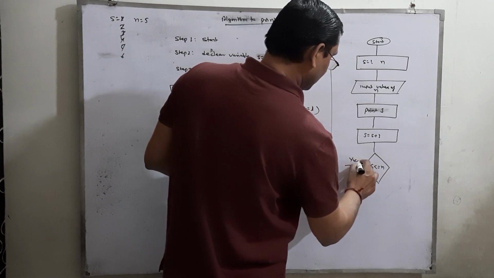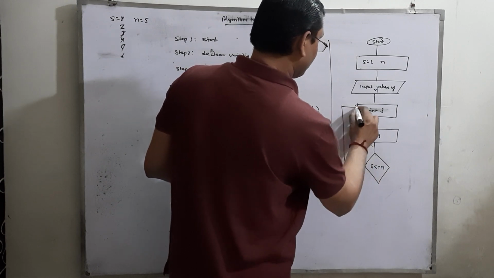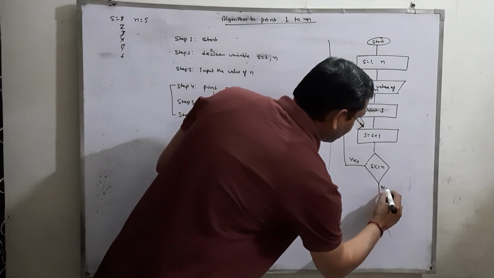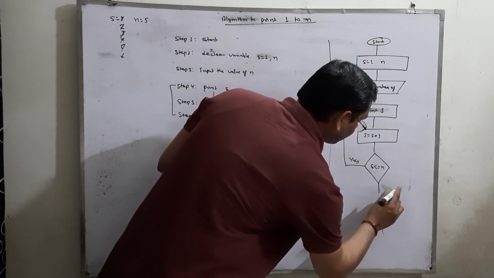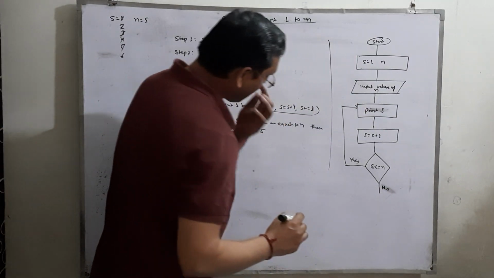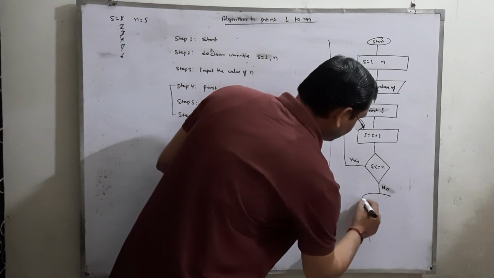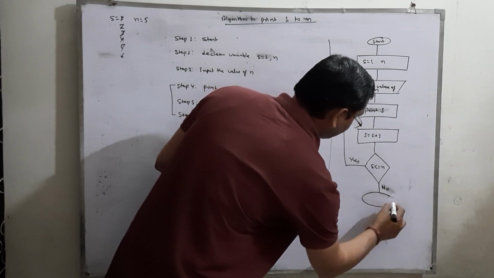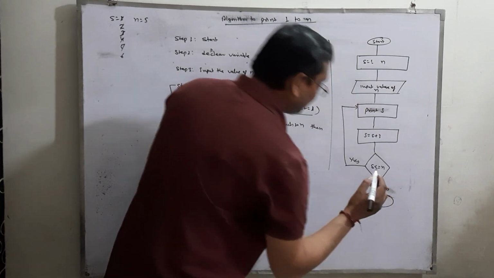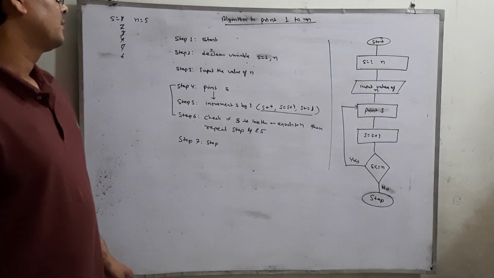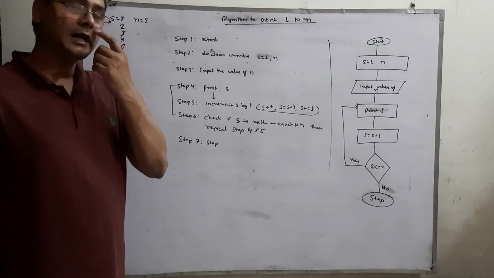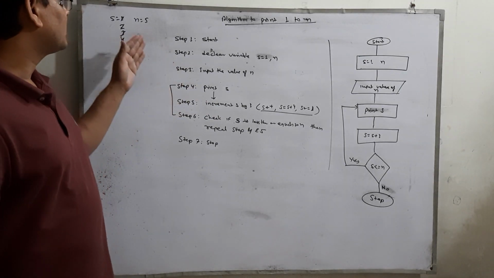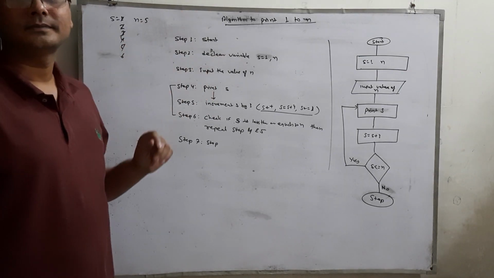If yes, repeat step 4. If no, stop. We can write an algorithm and flowchart in such a manner. This is how we can print 1 to n.